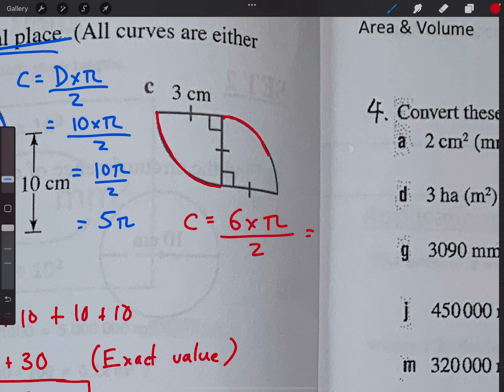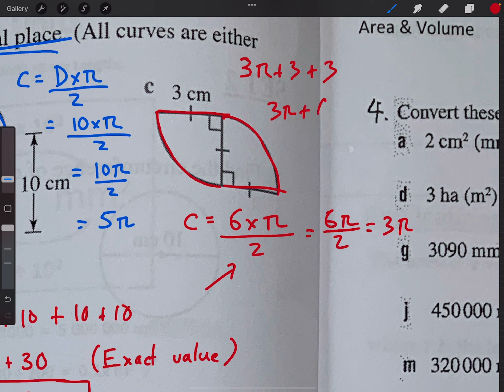plus this. Now these are two quarter circles, they add up to half a circle. So that's why we divide by 2, because it's half. So that'll be 6 pi divided by 2, which gives you 3 pi. Those two add up to 3 pi. Add the 3, add the other 3, and you get 3 pi plus 6. Put that into your calculator and get the answer.